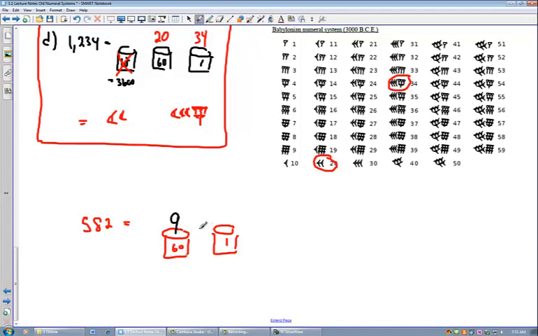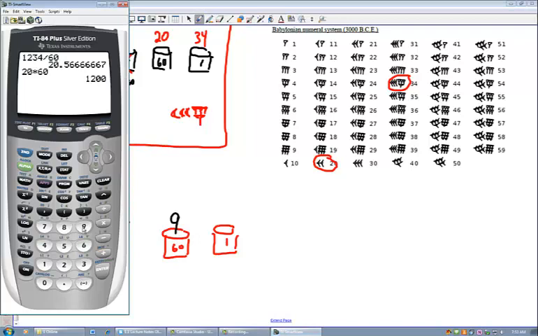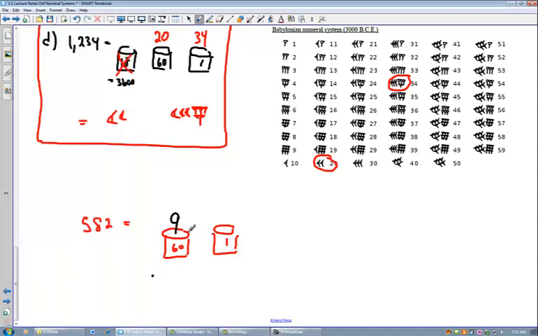So if I put 9 markers in there, I have 9 times 60 things, and you can use your calculator to figure this out. So you have 9 times 60, which is 540 things. And so how many things do you have left to represent? Well, if you have 540 things here, you have 42 things left. So you need to put 42 markers in that cup.